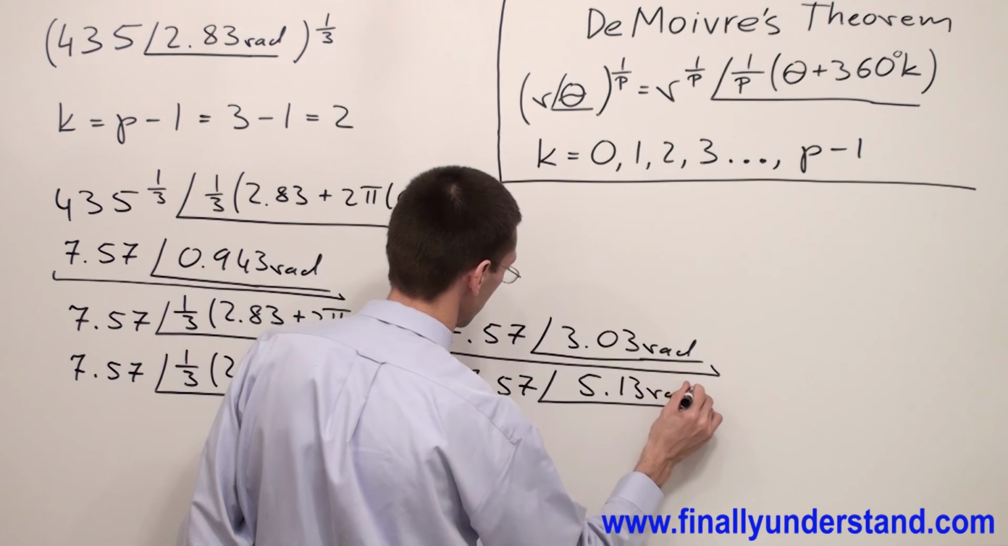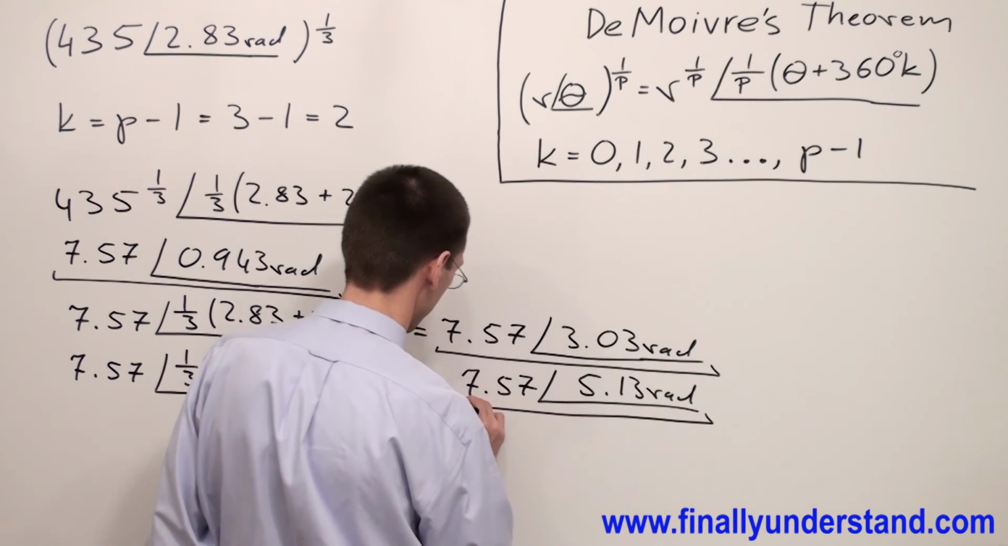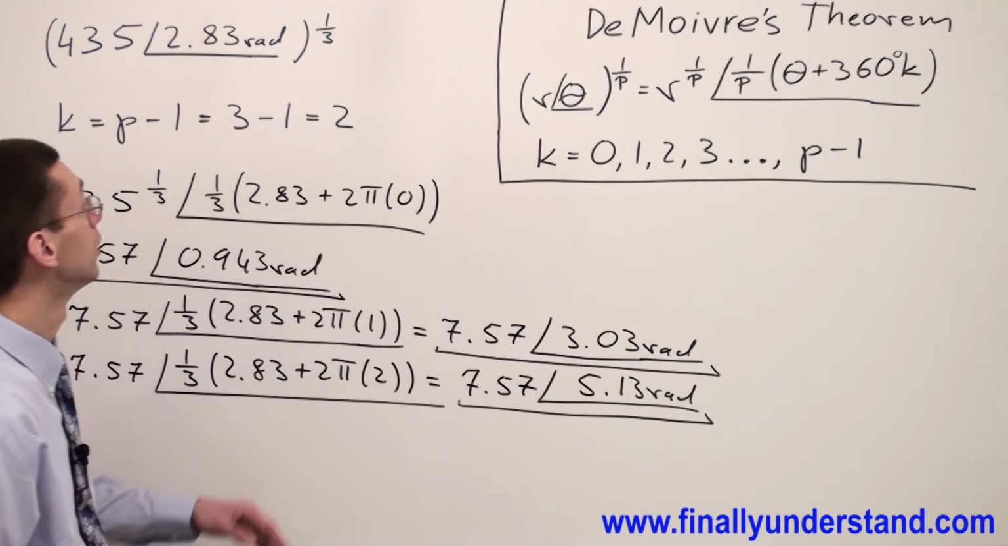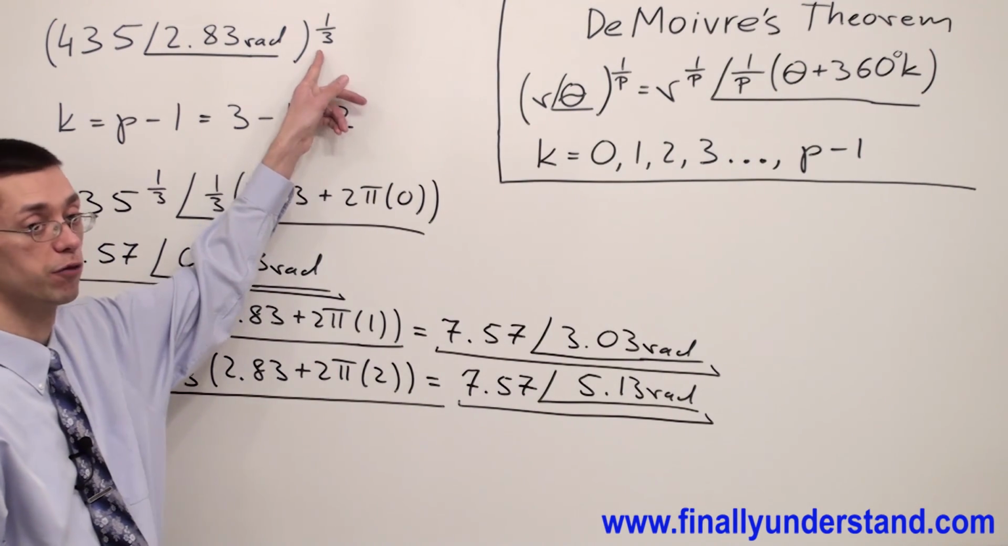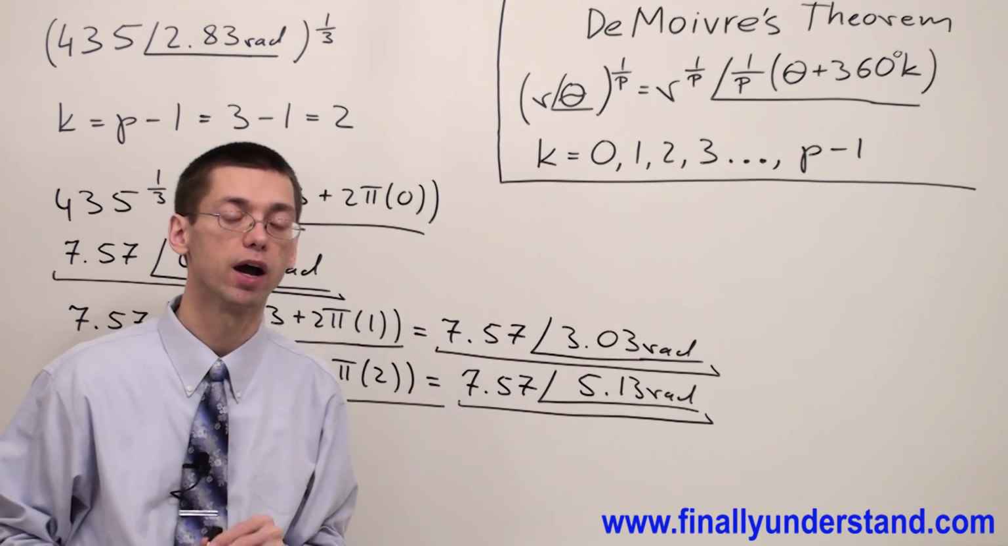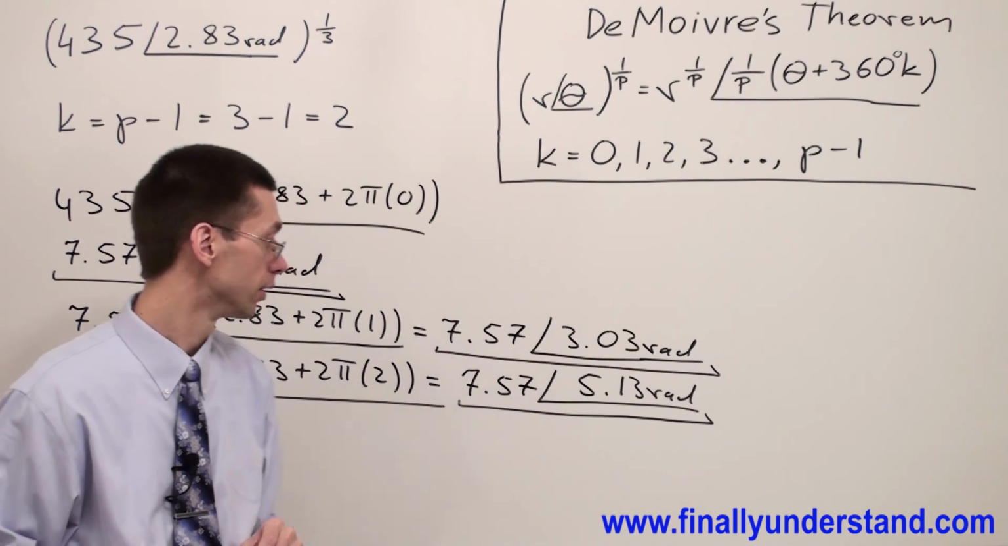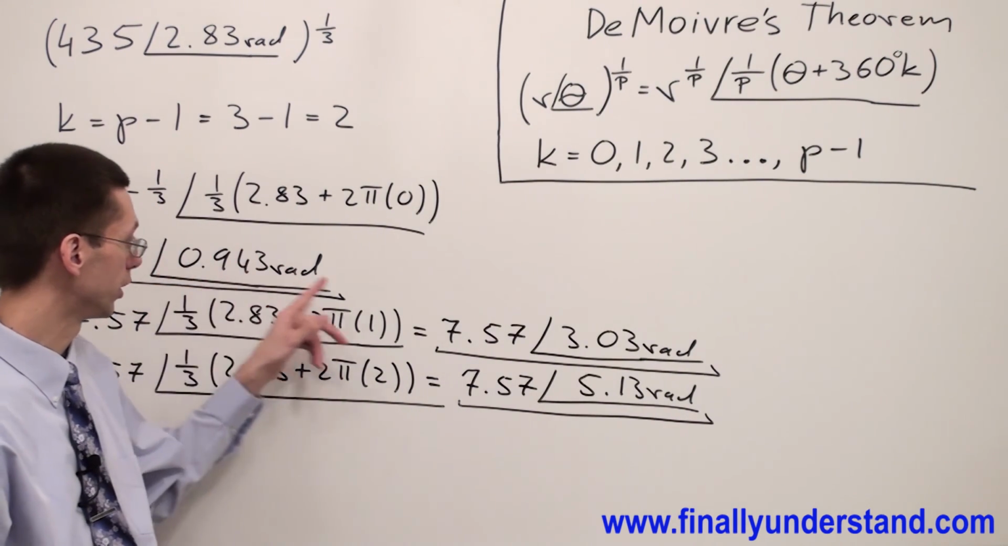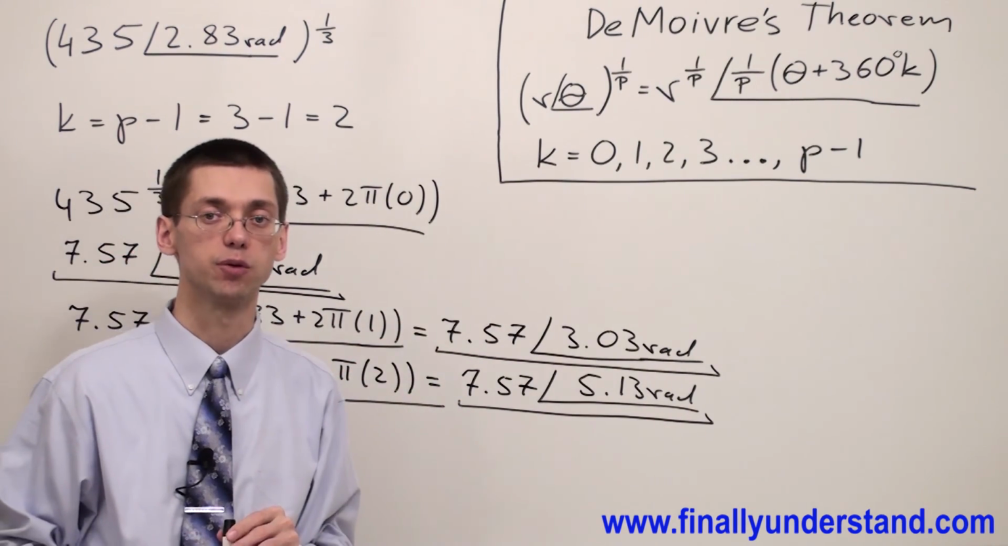5.13 radians. Let me remind you, the denominator of my fractional exponent is telling you how many answers I'm going to have. I found 3 roots, so I can say that the problem is solved.